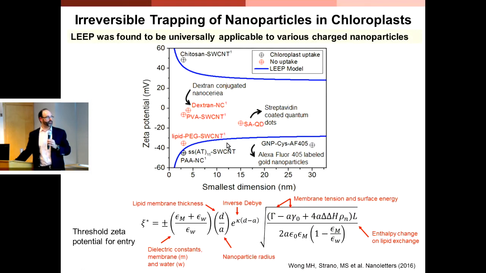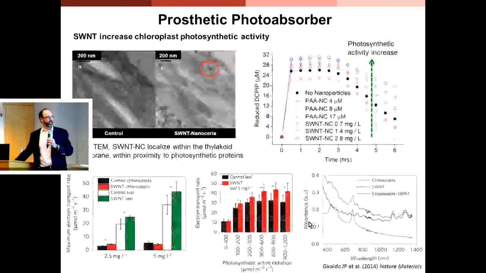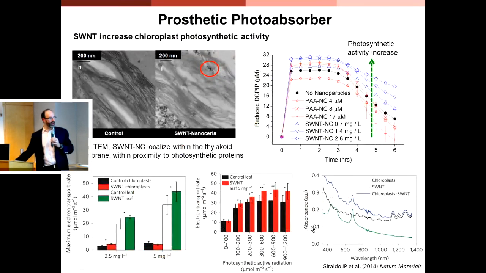We have an equation that makes predictions, and it just so happens that they're able to survive falsification. This equation involves dielectric constants of the lipid of the membrane and the water, the size, the inverse Debye scaling. There are membrane parameters that are well known from lipid bilayer membranes, the membrane tension and the surface energy. We can look those up. This is an empirical parameter that we're learning about. It's the enthalpy change on lipid exchange. So it's the one aspect that we can't predict, but that one parameter can fit a whole family. So we think this is a big victory.